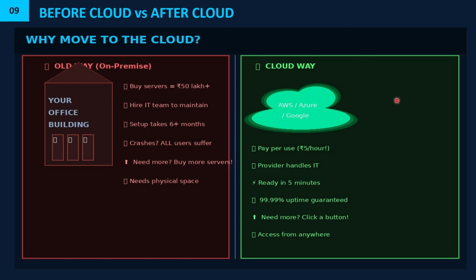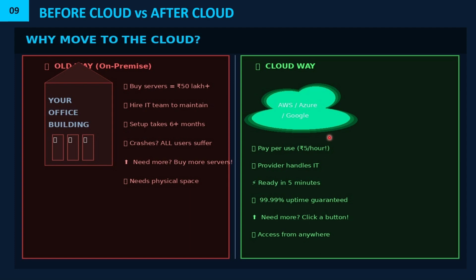But in terms of cloud, after the invention of cloud, you can see in the cloud way, like AWS, Azure, Google, or whatever cloud service provider you are using, you only pay per use. Whatever you are using, you pay per use, like about 5 rupees per hour. The provider handles IT, ready in 5 minutes, 99.99% uptime guaranteed, and if you need more, click a button, access from anywhere.